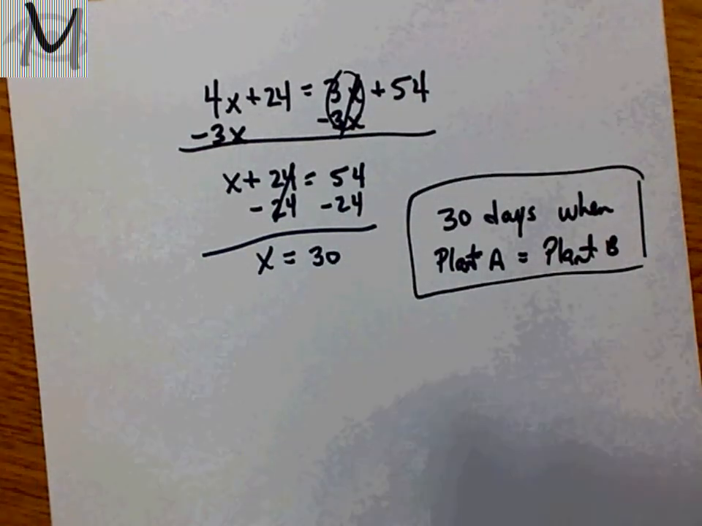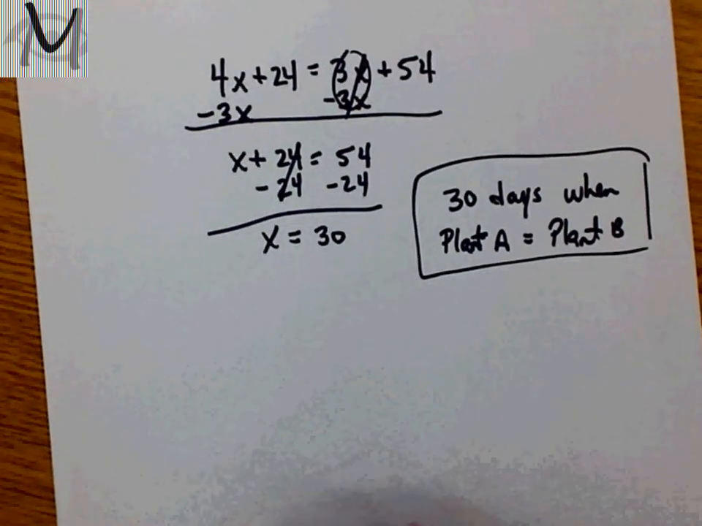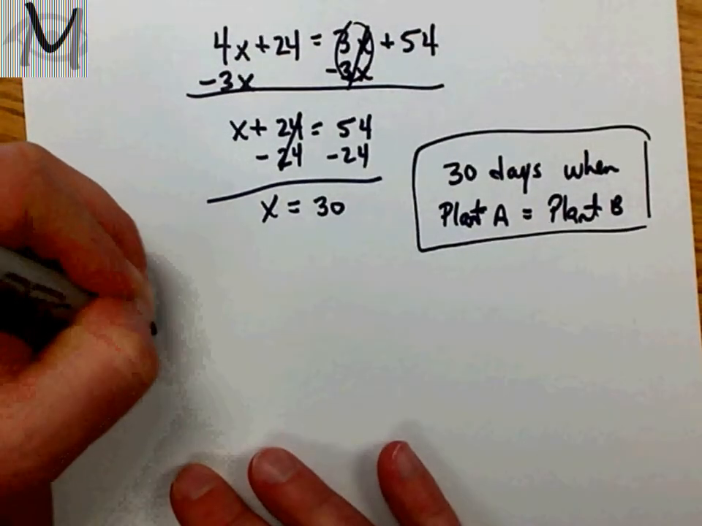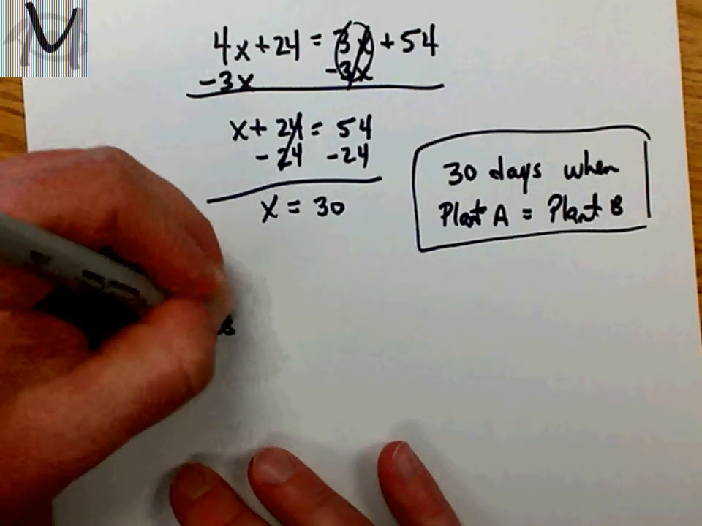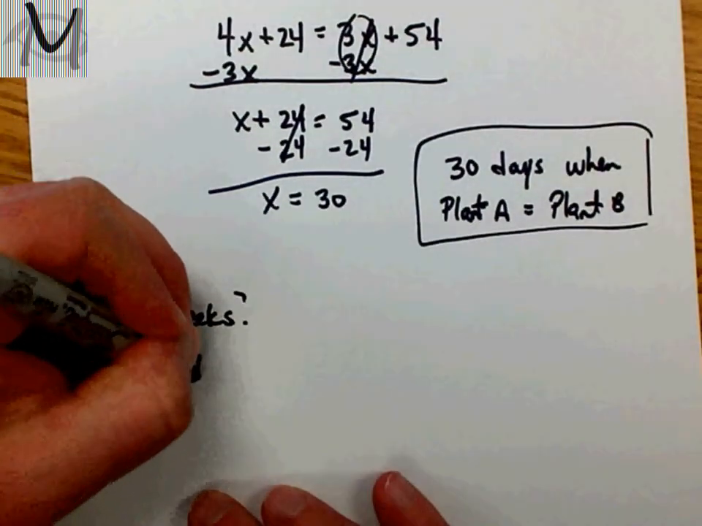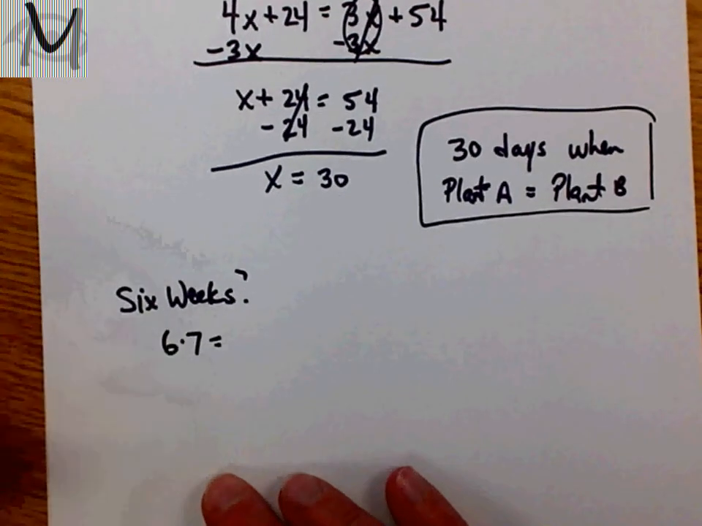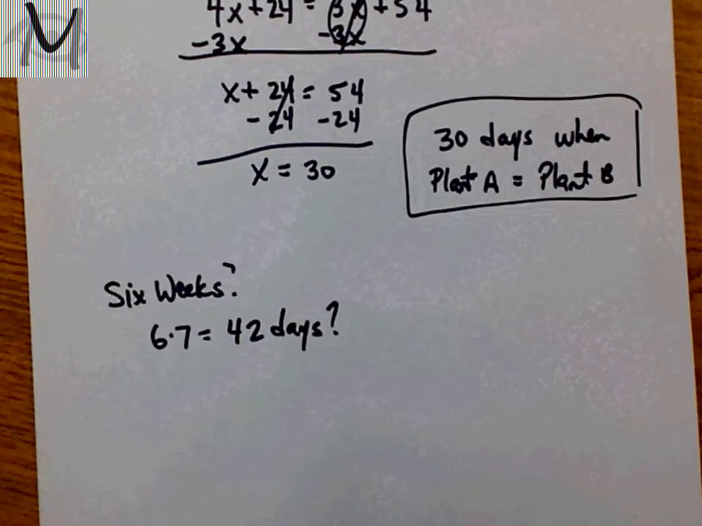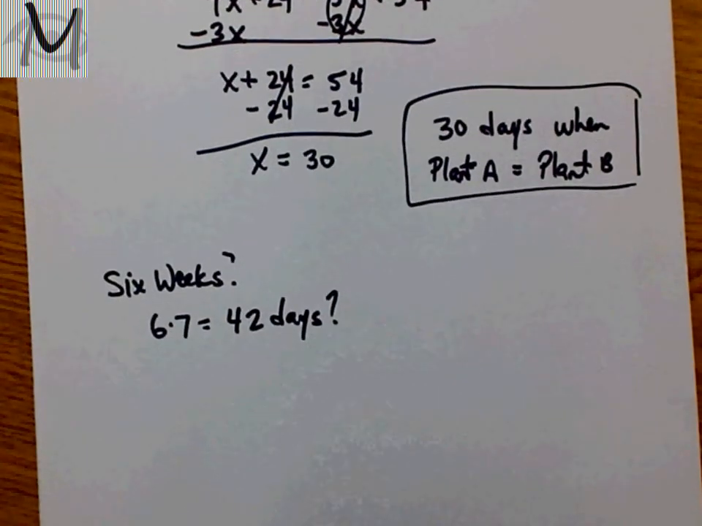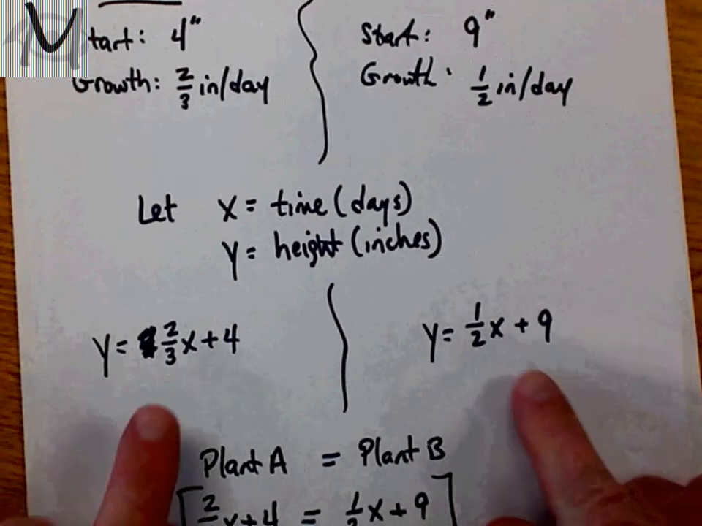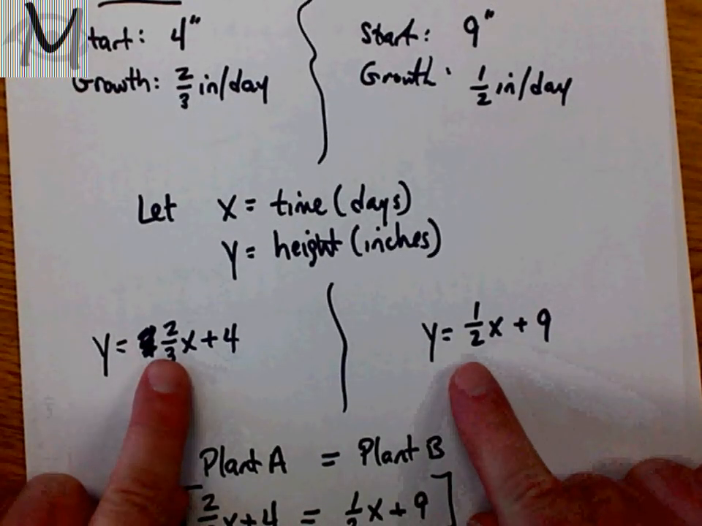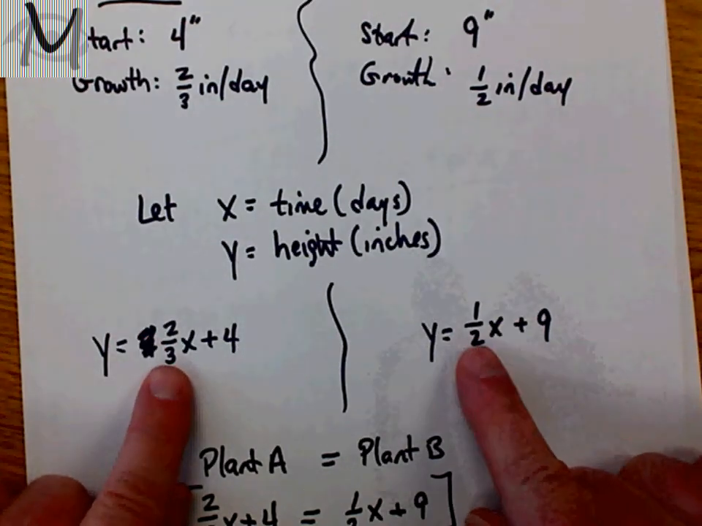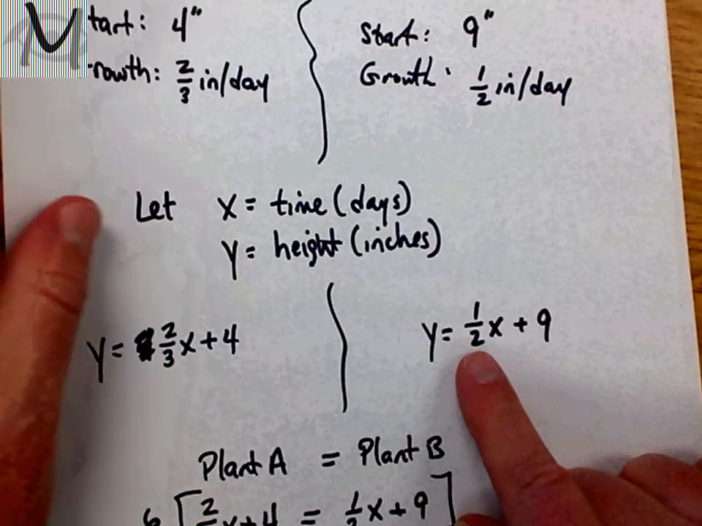And the last piece to this problem says, who will be taller after 6 weeks. Remember that 6 weeks is 6 times 7, 6 groups of 7 days. So really that's after 42 days. So we should be able to just determine this. They were equal after 30 days. And this one's growing faster than this one because 2/3 of an inch is more than 1/2 of an inch. However, we'll go ahead and do the math.